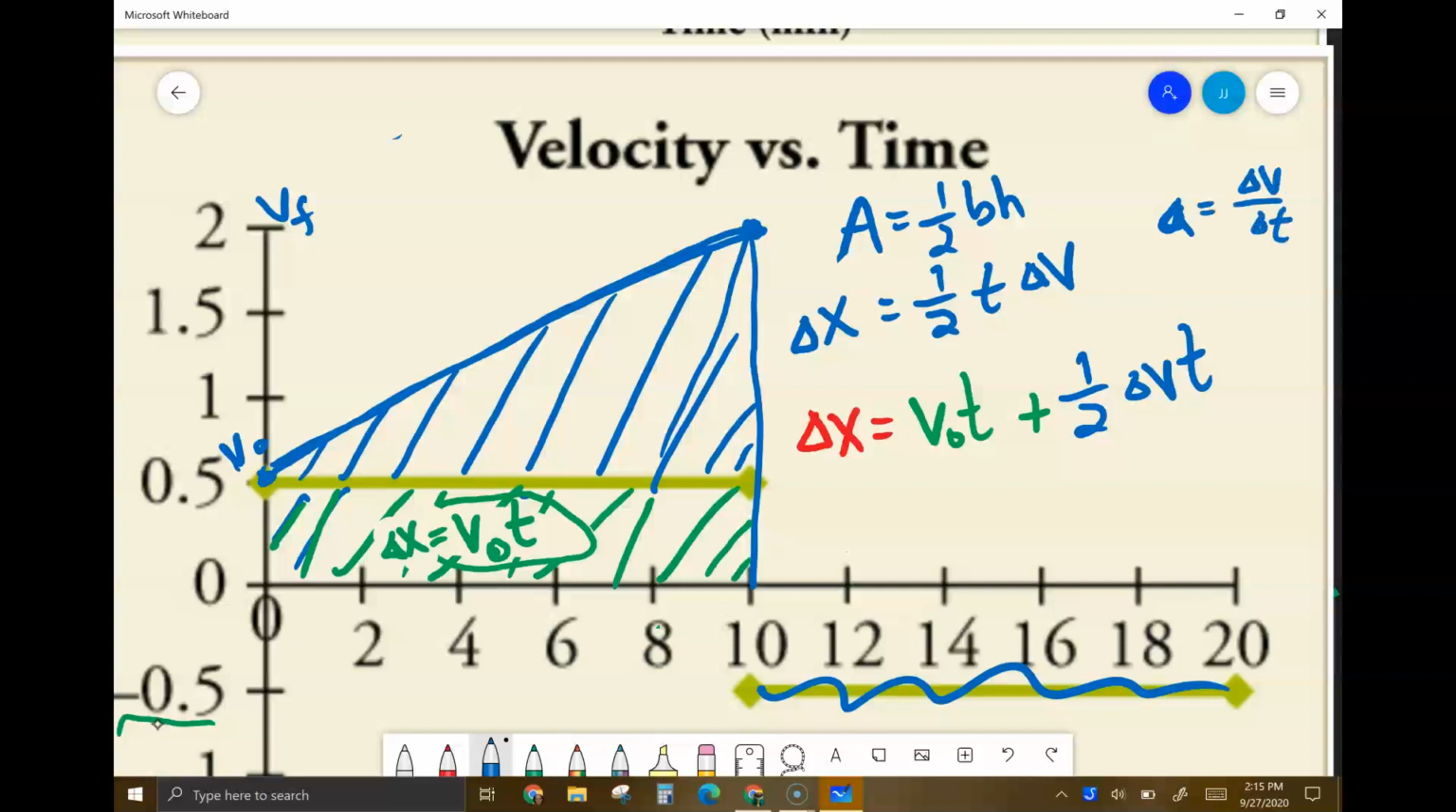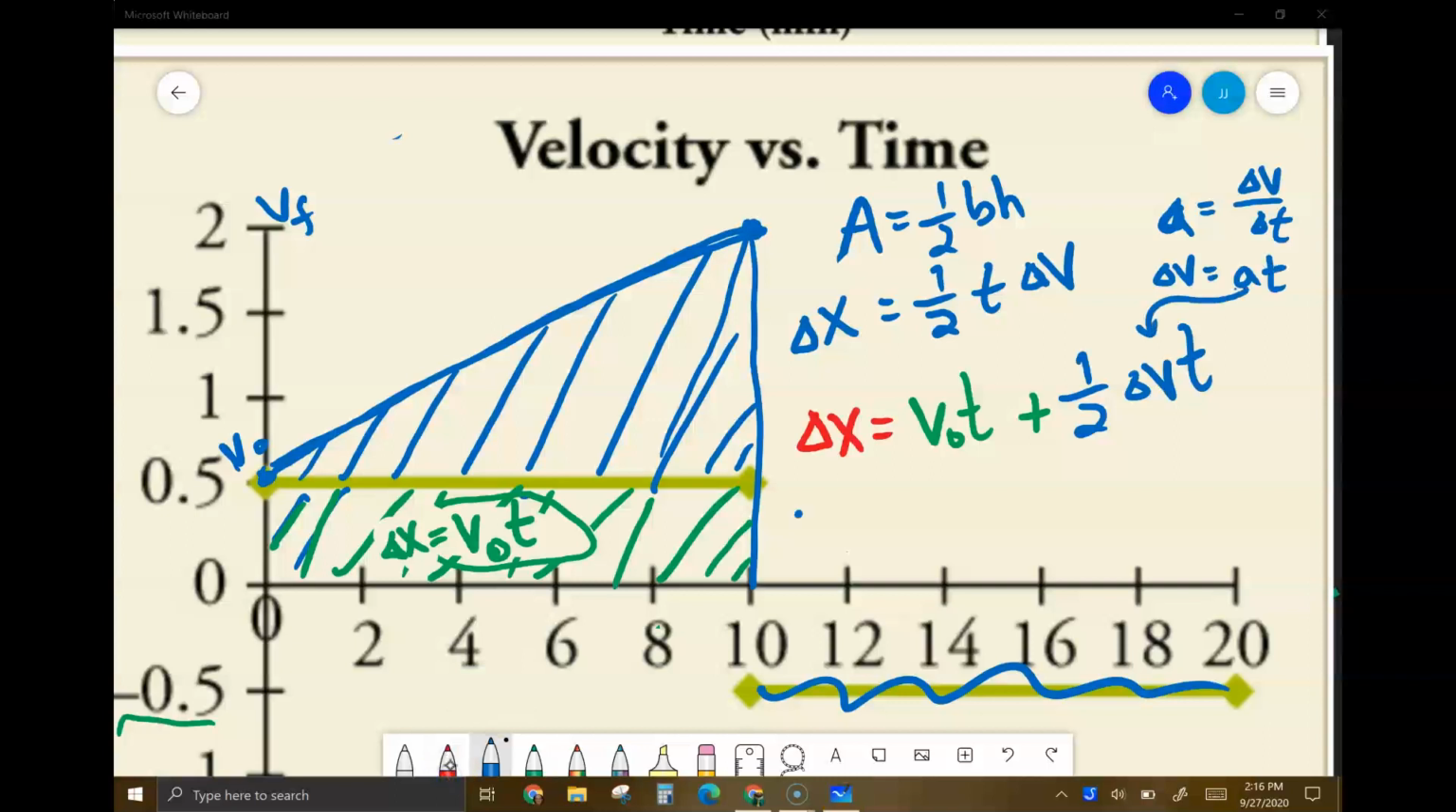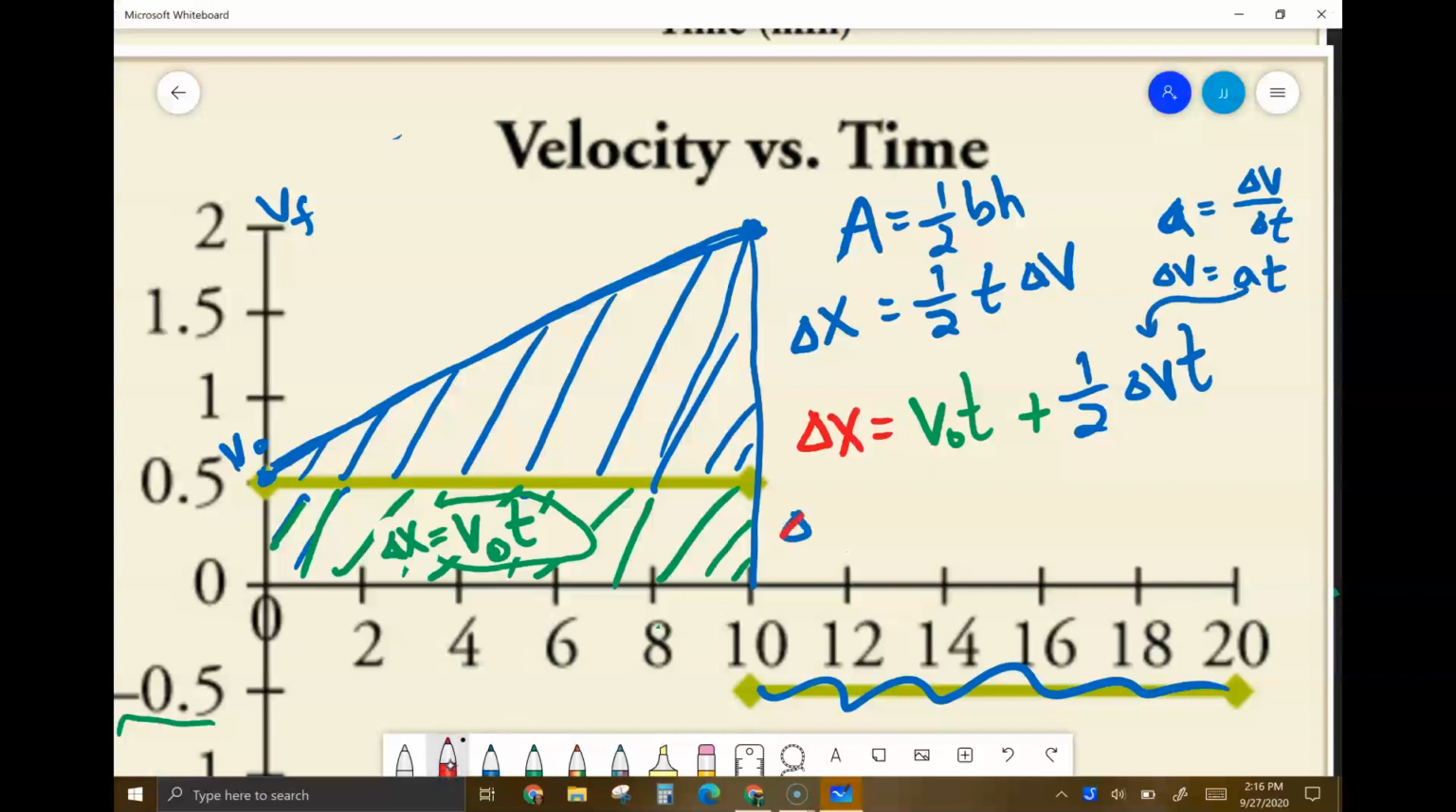So if I rearrange that, presto changeo, delta V is actually acceleration times time. I'm going to plug that in right here. And there's method to my madness, there's a reason I'm doing this. So stay with me.